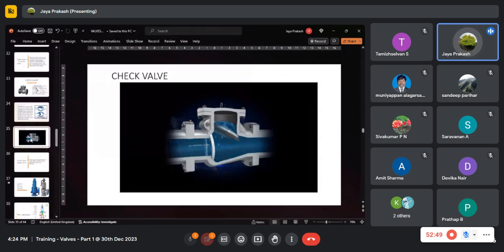In industry it is used in similar construction. So when the flow takes place, this wedge opens and allows the flow. And once the flow stops, it closes. And any backflow, or reverse flow, is prevented.